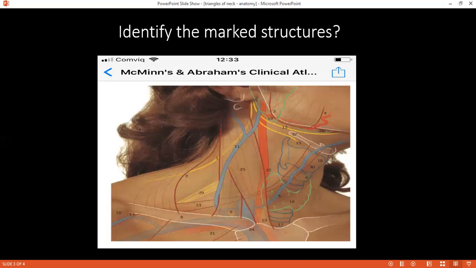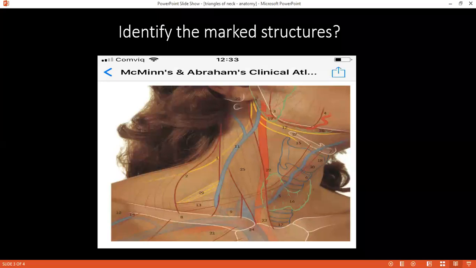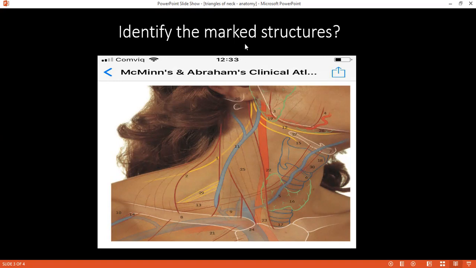Can you please identify this red vessel, 22? 22 is the common carotid artery. Okay. Can you identify this structure here? I think it's 30, thyroid cartilage. Yes. Can you please tell me what attaches onto the cricoid and thyroid? Which membrane? The cricothyroid membrane.